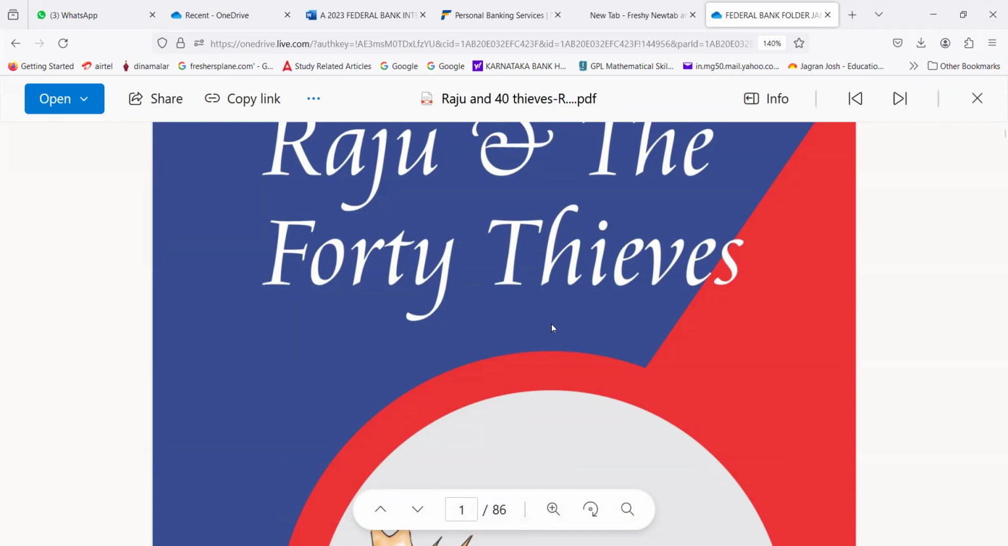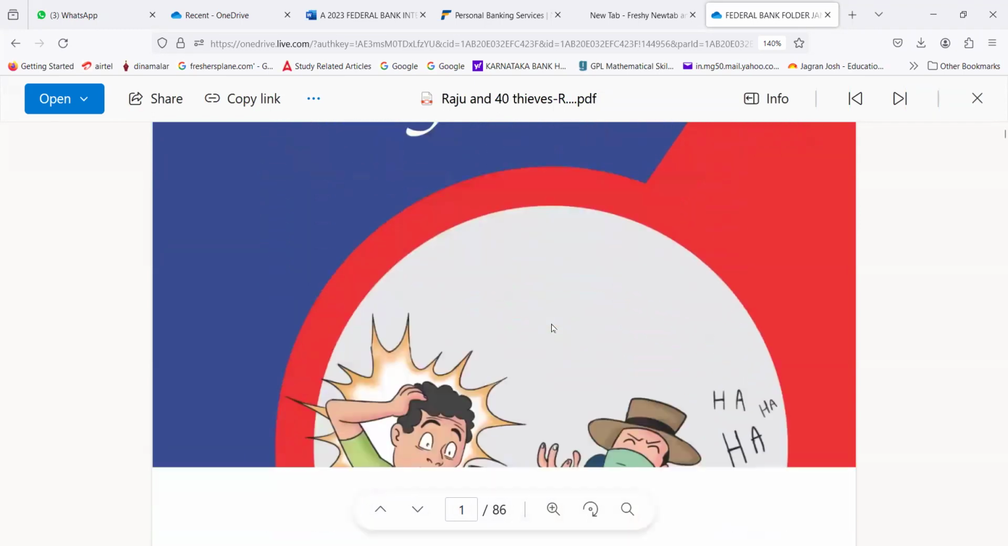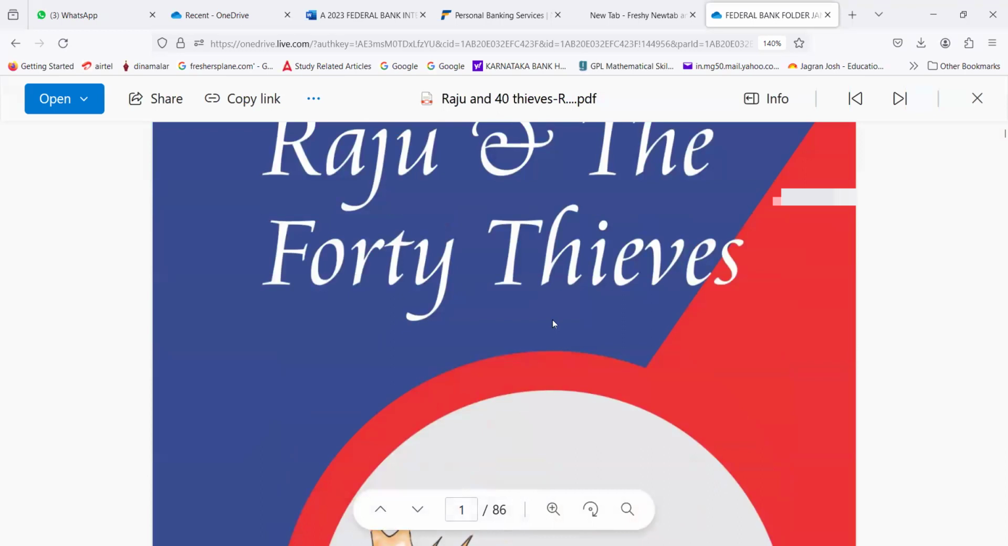Sir, it is a book of 40 Thieves, sir. It is by RBI. I have seen it in the FBI folder, sir. I haven't read it, but I have seen it. You have not explained about it correctly. It is a book issued by RBI, correct? 40 Thieves, correct? What is it?